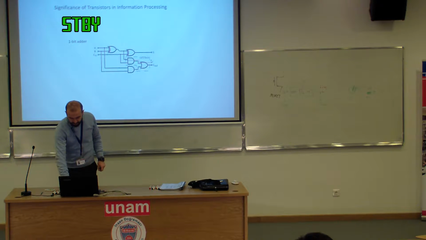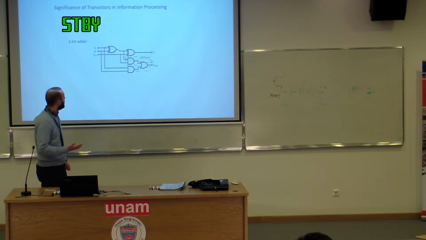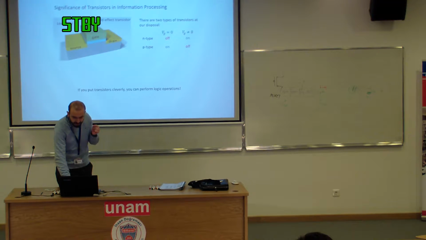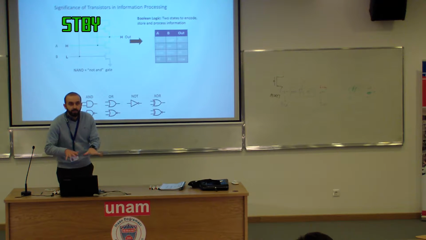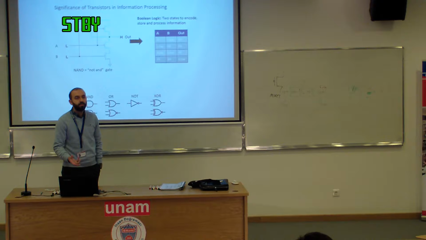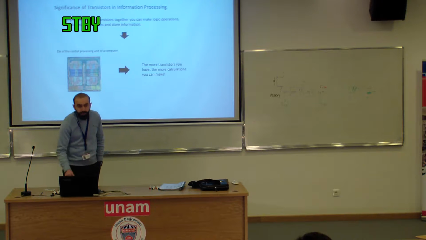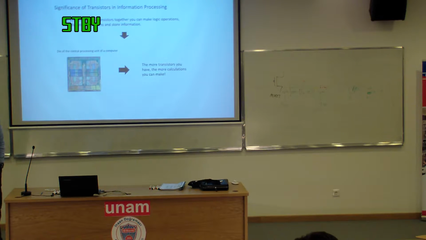Of course, it requires a very complex arrangement of these transistors. And you can carry out arithmetic operations as well. So we start with this, and by putting them together in a clever way, we can now start performing arithmetic and logic operations. So if you put enough transistors together, like thousands, millions, billions of them, you can do logic operations, arithmetic operations, and store information.